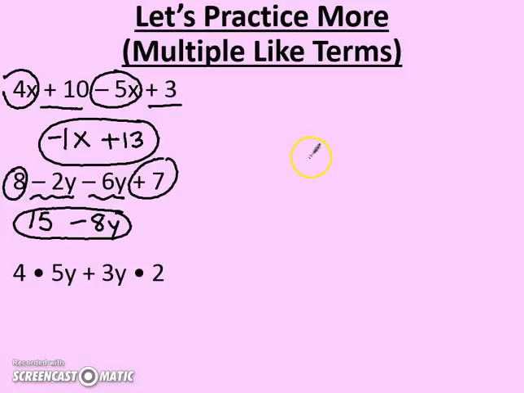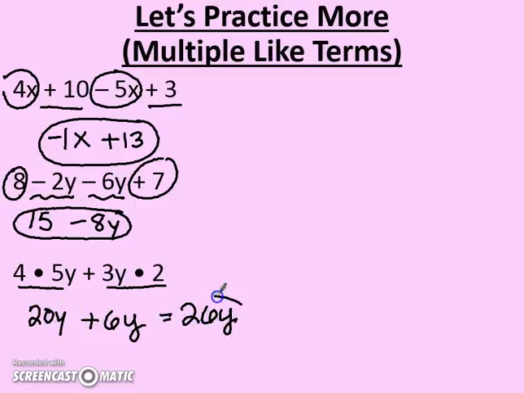Now, we have to do multiplication before we can combine addition and subtraction. Remember, the order of operations says that multiplication comes before addition. So we need to multiply these two together and these two together, left to right, so that we can simplify. So 4 times 5y makes 20y, and 3 times 3y times 2 makes positive 6y. And we can add those together. 20y plus 6y makes 26y. And we can combine those because they both have a y.